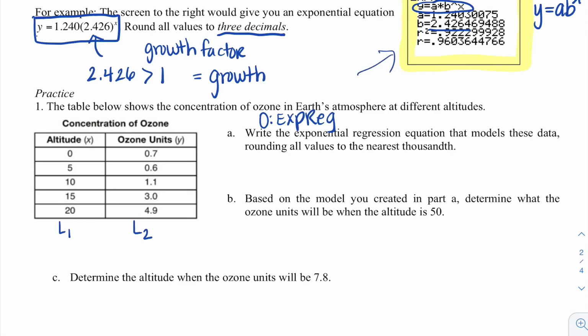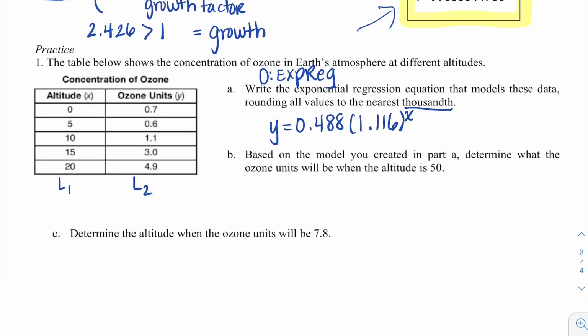It's going to give you the model of the equation as y equals ab to the x. It's going to give you the a, it's going to give you the b, and you're going to round to the nearest thousandth, so 3 decimal places. The equation you should be getting is y equals 0.488 times 1.116 to the x. So what are you going to now do that you have this equation, this regression model?